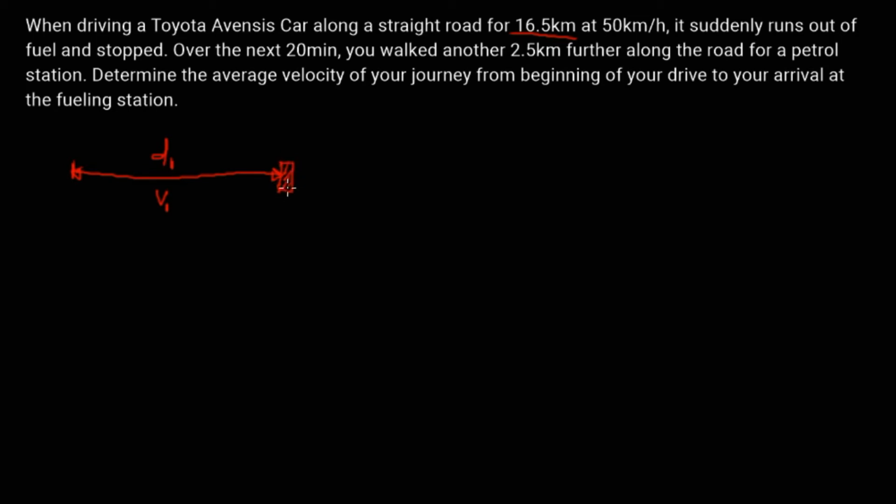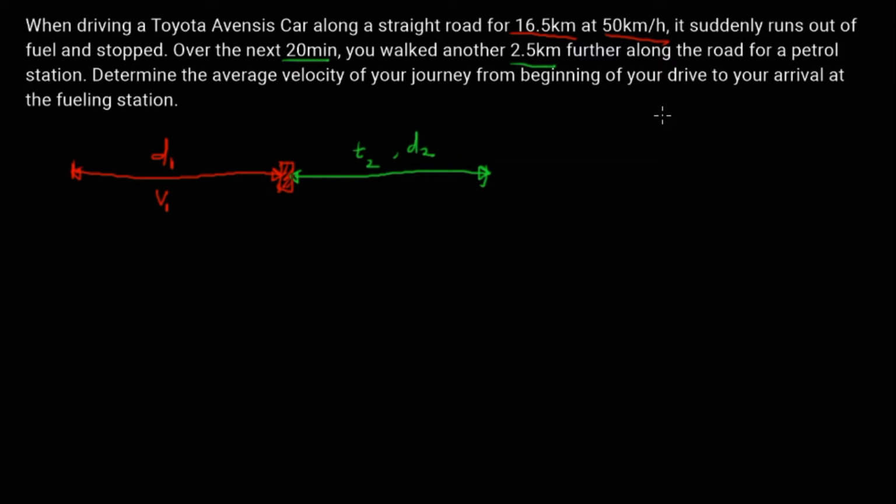Now, it stopped, and over the next 20 minutes, that is, for the next 20 minutes after this point upward, let's say that is t2. For about 20 minutes, you walked another 2.5 kilometer, that is d2. So this line is 2.5 kilometer, d2, and this is t2, 20 minutes. And this is v1, your velocity for the first 16.5 kilometer.